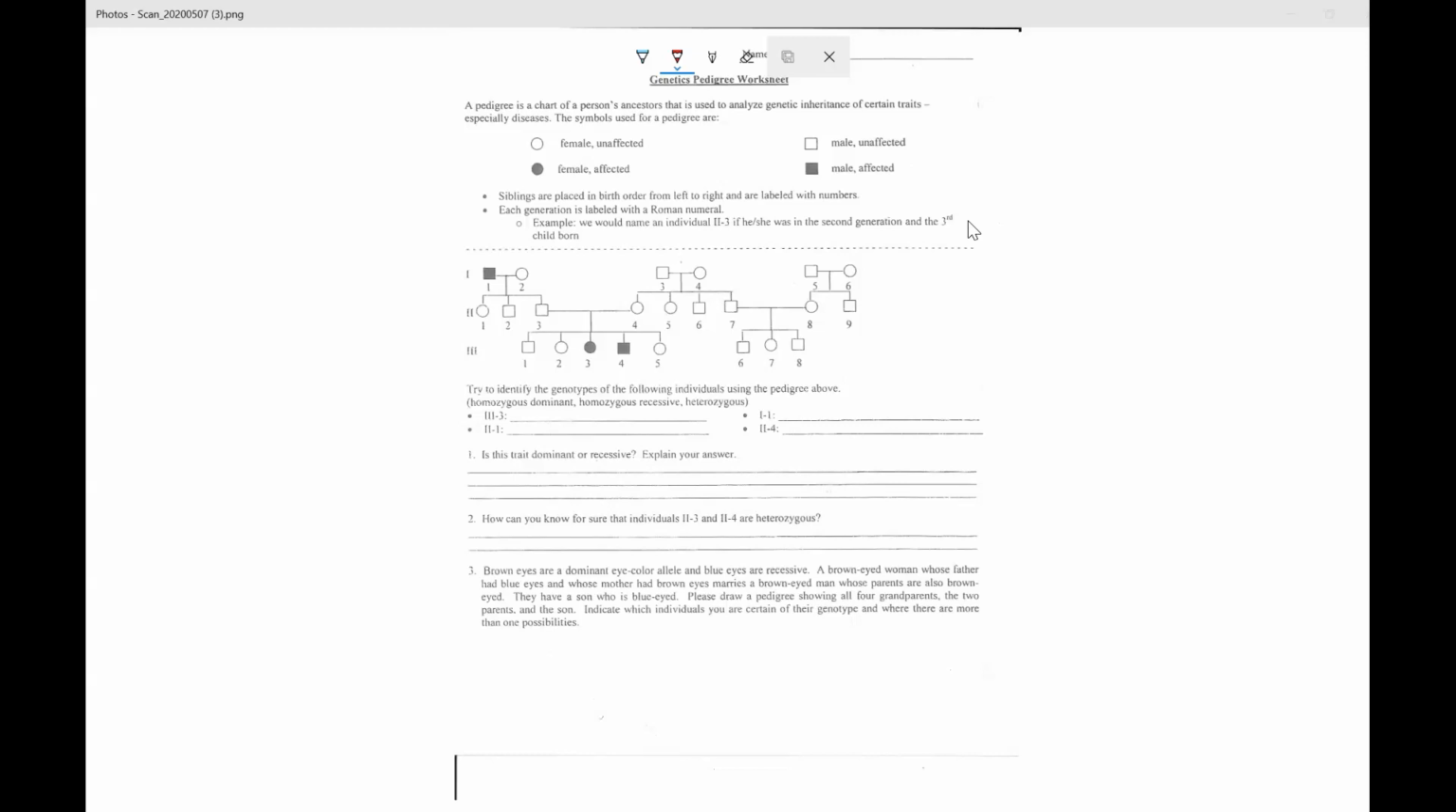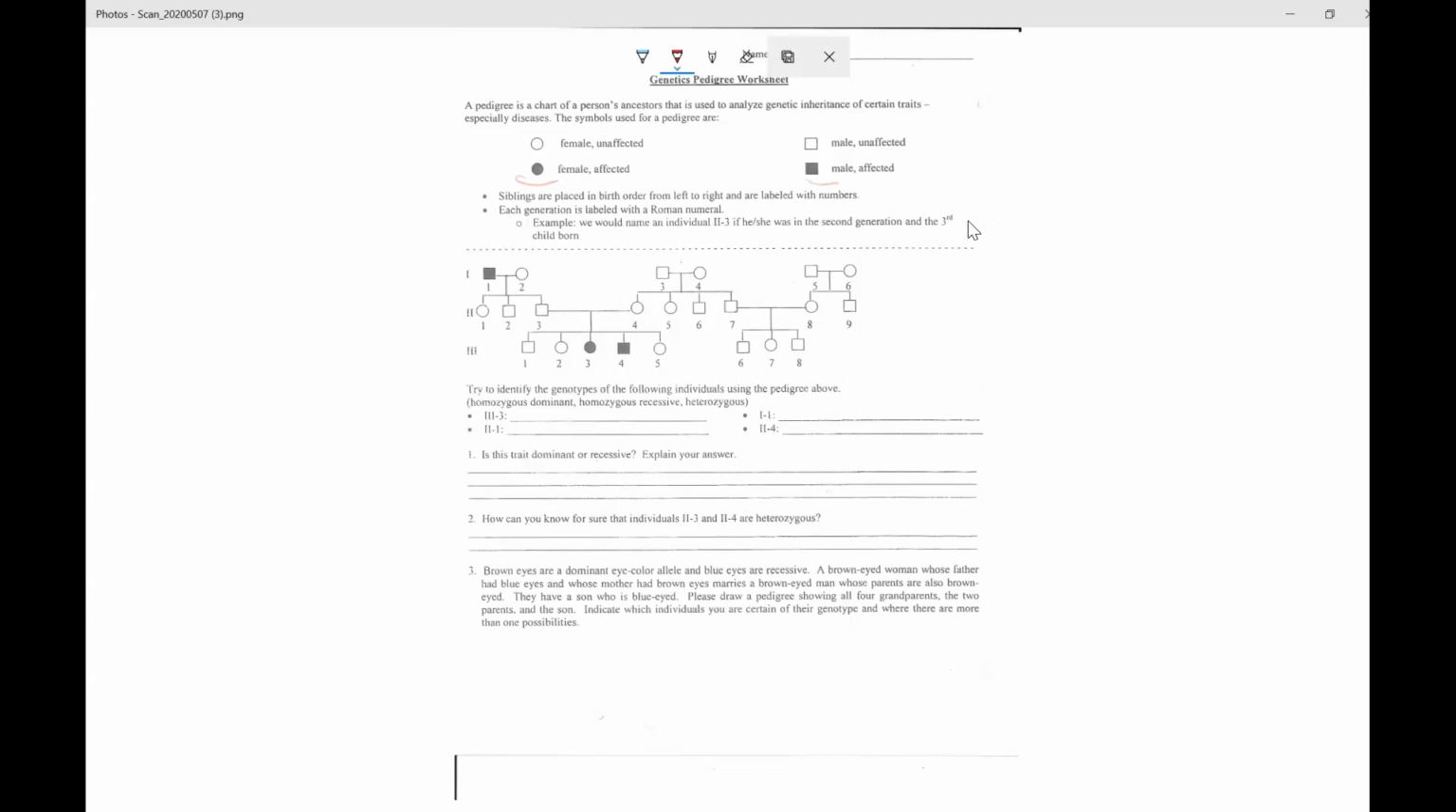A pedigree, again, is a chart of a person's, basically, ancestors. It's kind of like a family tree, but it doesn't show people's names. It shows symbols, and some are squares that represent males in a pedigree. Circles represent females, and then there's shading that represents affected individuals.